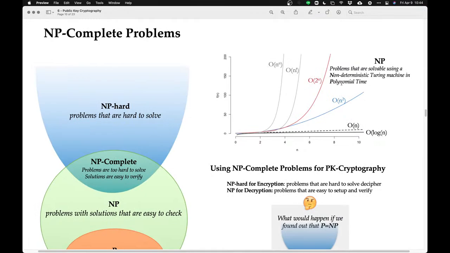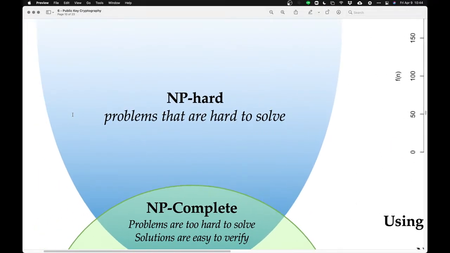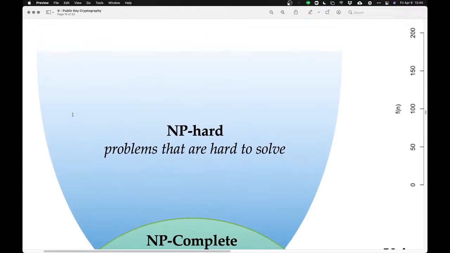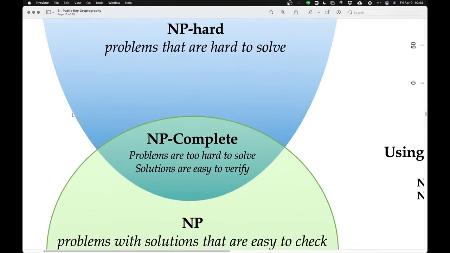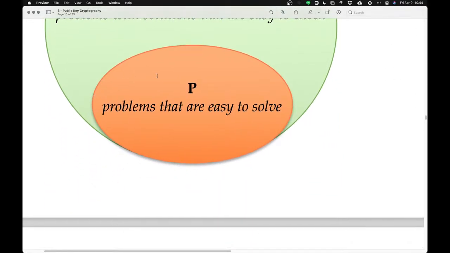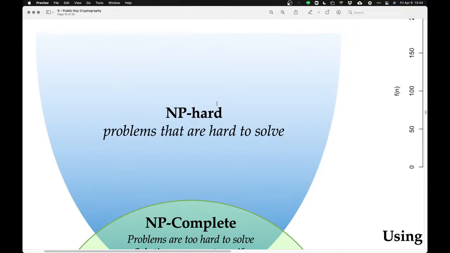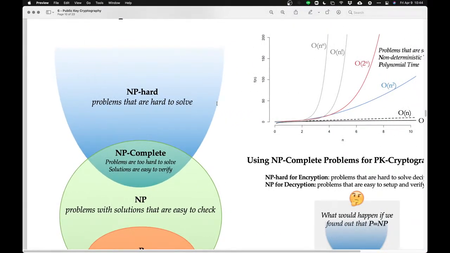There are some problems that are so difficult that a computer can start solving them, but just not in the time frame of this universe. It would just take too long. We call those problems NP hard. They are really hard to solve. Computers cannot solve them. And they are distinct from P. P is problems that are easy to solve, so we don't want these problems. We want NP hard problems to generate public key, asymmetric key ciphers.